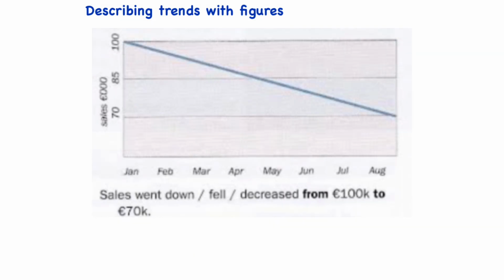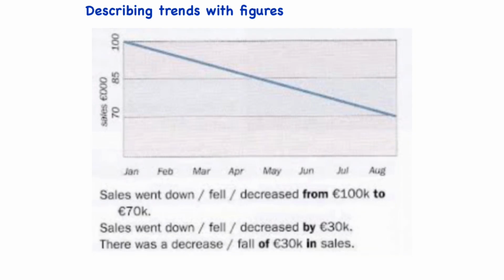Sales went down from 100,000 euros to 70,000 euros. Sales fell from 100,000 euros to 70,000 euros. Sales decreased from 100,000 euros to 70,000 euros. Sales went down by 30,000 euros. Sales fell by 30,000 euros. Sales decreased by 30,000 euros. There was a decrease of 30,000 euros in sales. There was a fall of 30,000 euros in sales.